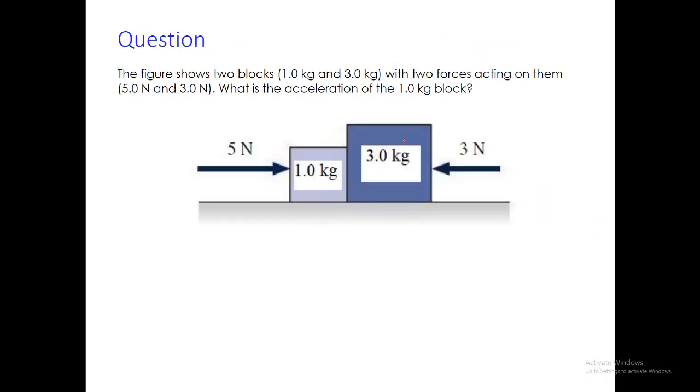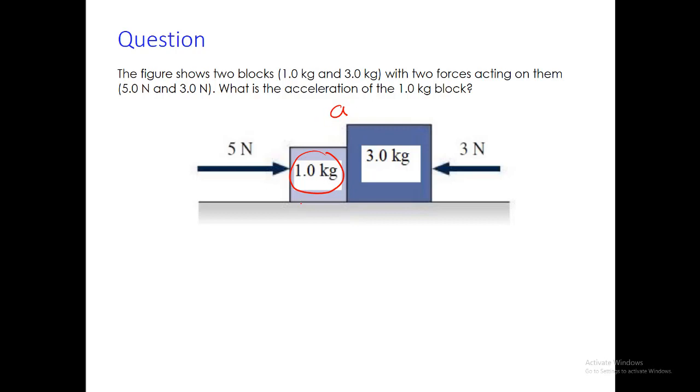So in such a problem, as you can see, we have two blocks, the 1 kilogram and the 3 kilogram, and they are acted on by two different forces from two different sides, 5 Newton to the right, 3 Newton to the left. And the question is, what is the acceleration of the 1 kilogram? He's asking about the acceleration of this one. Don't be fooled by such a question. Don't think that the 1 kilogram will have a different acceleration than the 3 kilogram. They will be moving smoothly with each other, which means they will have the same acceleration.